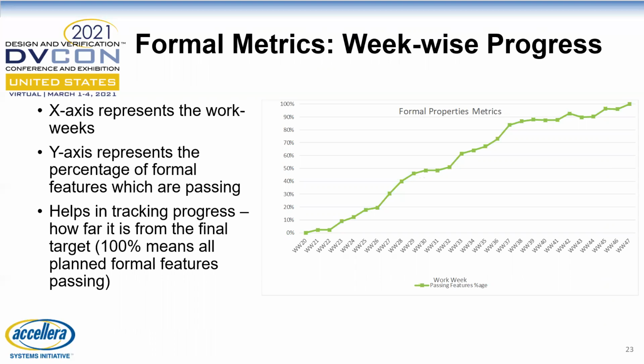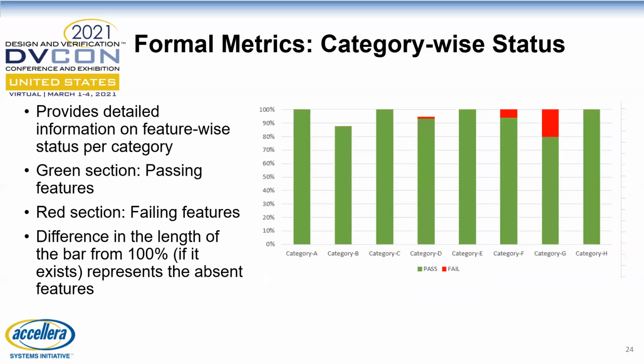It is pretty obvious that the end target is to reach 100%, and that is, all planned formal features should be passing. The next formal metrics chart that we recommend is the category-wise view, which provides detailed information on feature-wise status per category. The green section represents passing features, the red section represents the failing features, whereas the difference in the length of the bar from 100% represents the absent features.